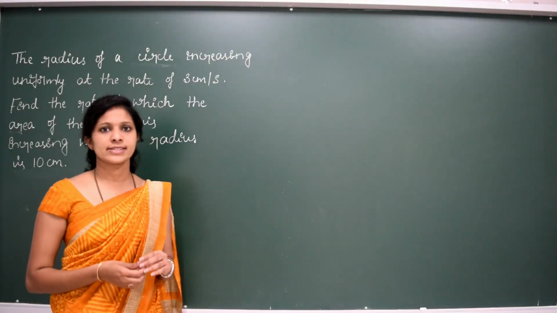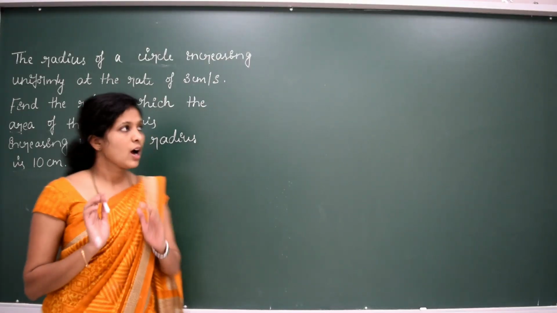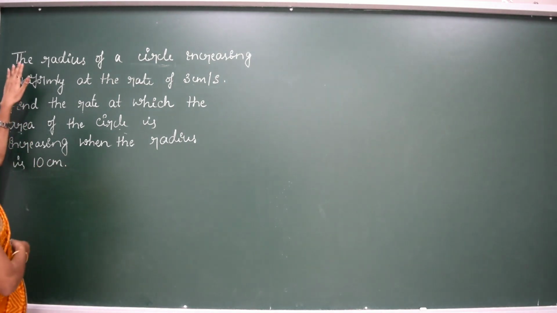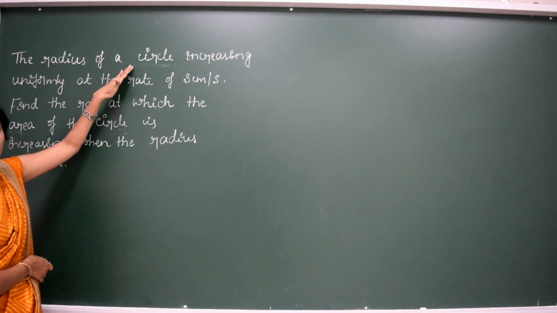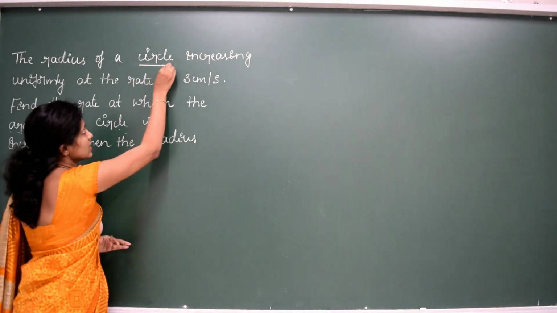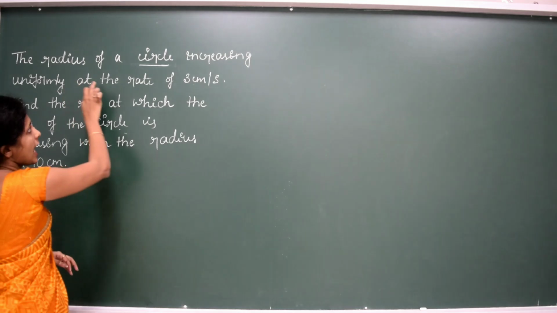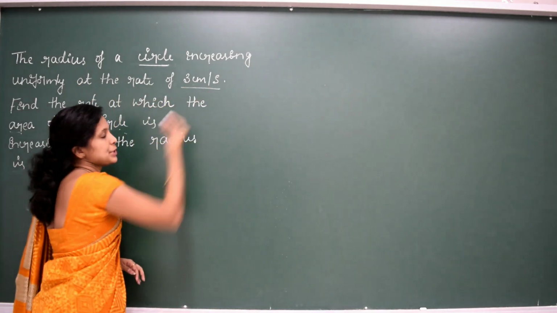Hello everyone, today we will start with exercise 6.5. I have already written the question here. Read the question carefully. It is a problem based on a circle. The radius of a circle is increasing uniformly at the rate of 3 cm per second.